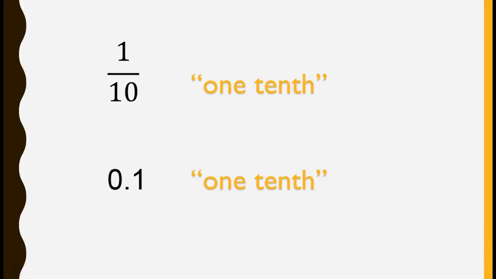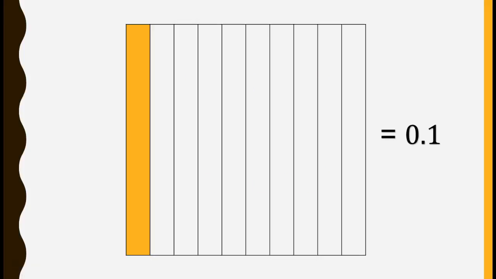Okay, so now let's look at these words. 1/10, that's how you would write it. And this is 1/10, that's how you would write it. It's exactly the same. You would say it exactly the same. And so it's true that you would actually model it the same.